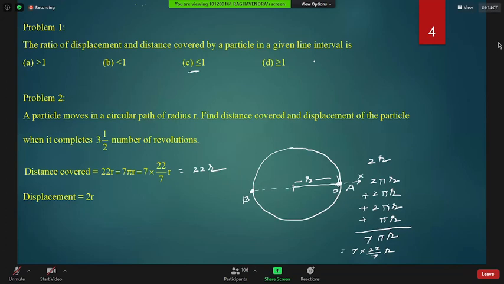Okay. In one revolution, distance covered is 2 pi r. In second revolution, it will become 4 pi r. In third revolution, it will become 6 pi r. And then half is there. So half is pi r. All you add, it will become 7 pi r. Pi is 22 by 7. 7 is cancelled. Knowingly, I have taken 3.5, so that 7 would be cancelled. So you got 22 r.